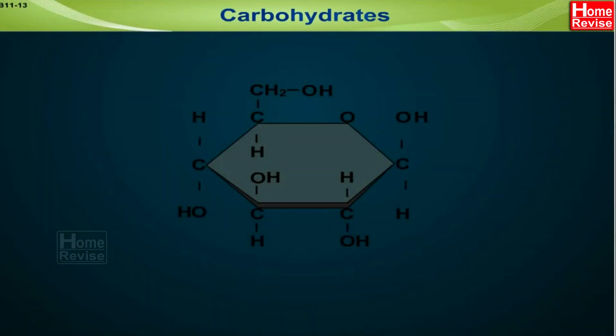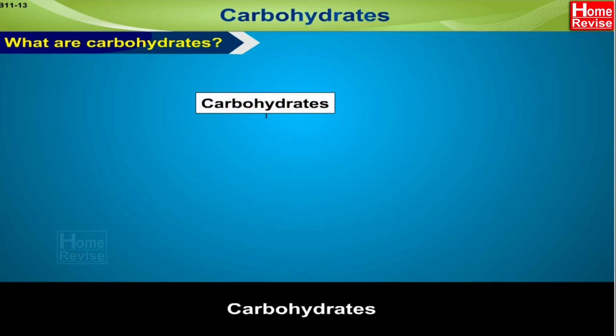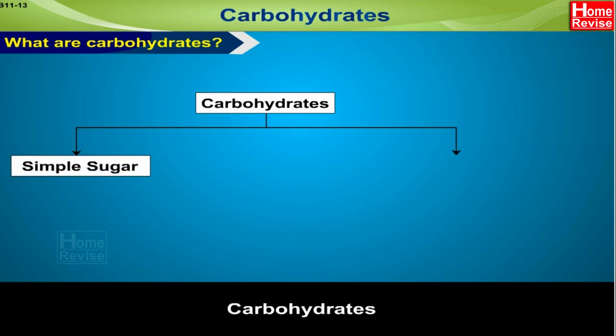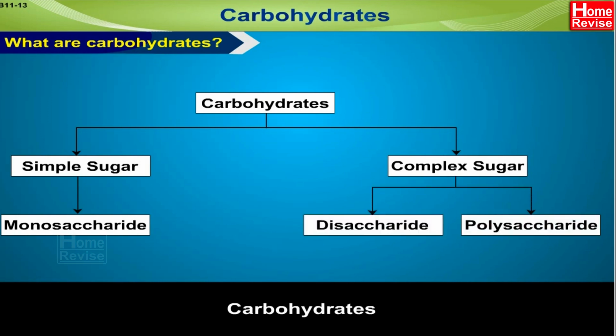Carbohydrates. What are carbohydrates? Carbohydrates are compounds of carbon, hydrogen, and oxygen, which are divided into two types: simple sugar and complex sugar. Simple sugar: monosaccharide. Complex sugar is of two types: disaccharide and polysaccharide. Let's first study simple sugar.